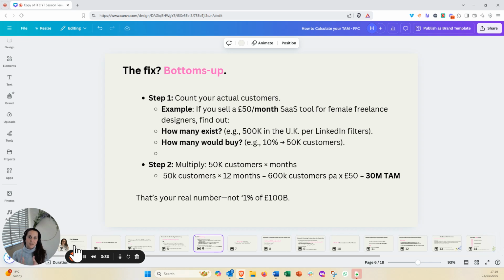Then we say, okay, step two. So you take your 50,000 customers and you multiply that by the months. So 50,000 customers times 12 months equals 600,000 customer-months per year paying £50. Or you could do it the other way and say we've got 50,000 customers, they're paying £50 a month, and times the £50 by 12 for the months. So you have a £30 million TAM. That's your real number. It's not the 1% of 100 billion.